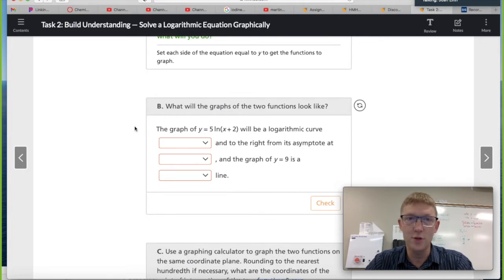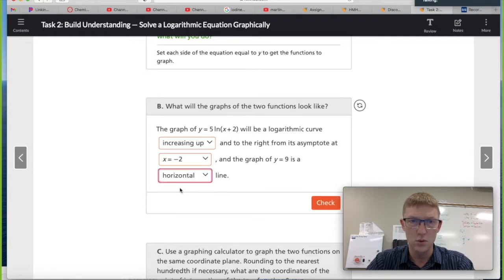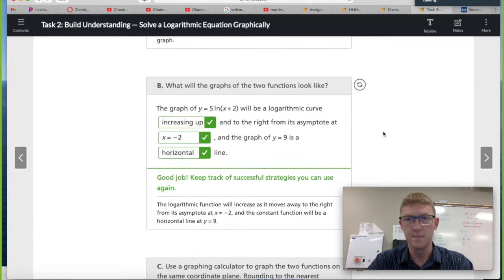So what will the graphs of the two functions look like? The graph of this will be a logarithmic curve, and it will be blank to the right from its asymptote. So it will be increasing, going up, because it's greater than 1 inside of the natural log. At its asymptote at x equals -2. And the graph of y equals 9 is a horizontal line. Yay.